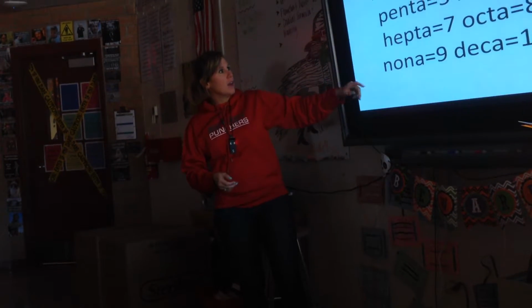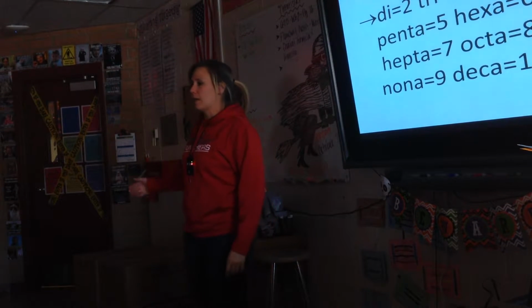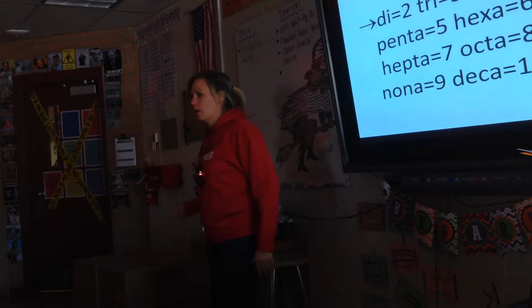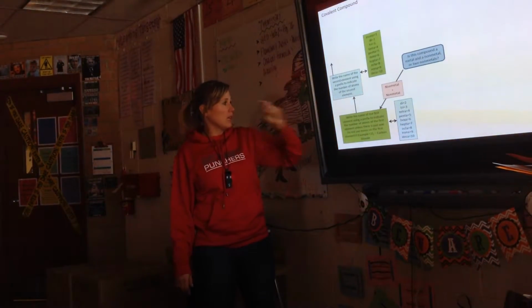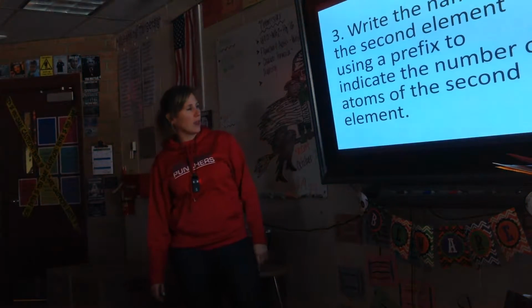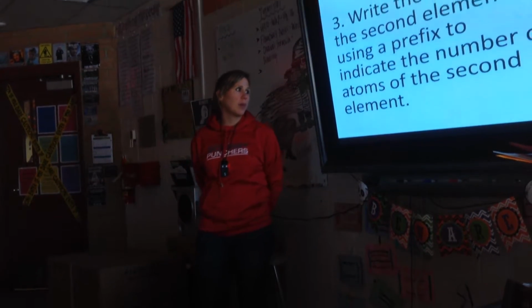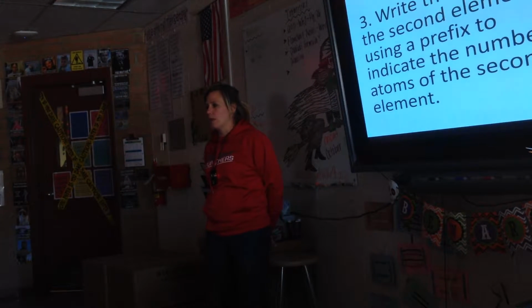Let's move on. All right, you again already have this. So if you are given a formula and it has like C8, then you would use octa. Okay, you would write octacarbon. Okay, we'll do a couple examples of this. It'll make a little bit more sense here in a second. Okay, next step then is to look at our second element. We are going to write the name of the second element using a prefix to indicate the number of atoms of that second element. Okay, we always use a prefix on that second part.